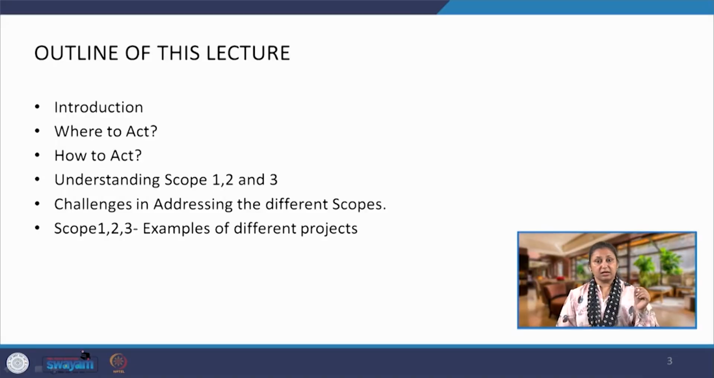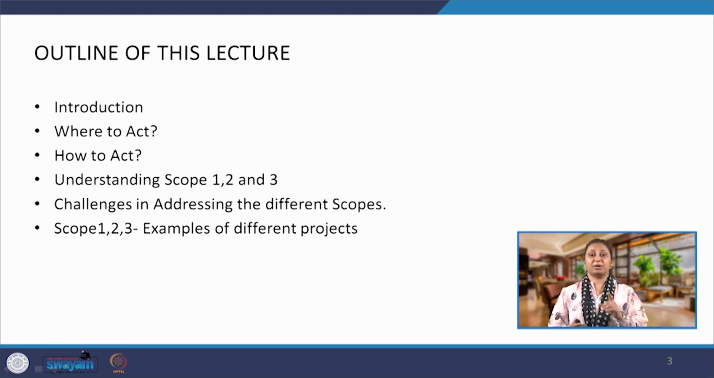So, yesterday we were talking about the ISO 14064, its structure, description, the benefits, the framework, how it works, and there one aspect that we had clearly identified was how to identify the boundaries, the organizational boundaries. So, today in this lecture we are going to cover the first 3 points, which is introduction, where to act and how to act.